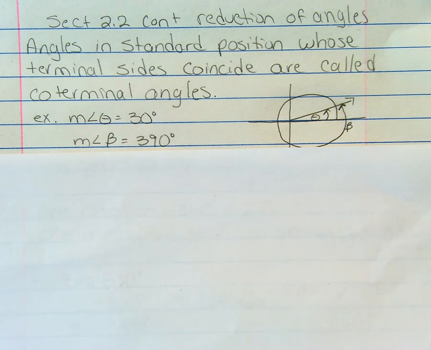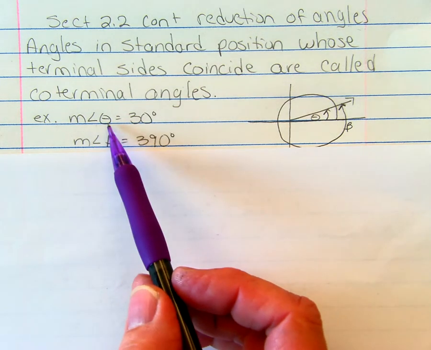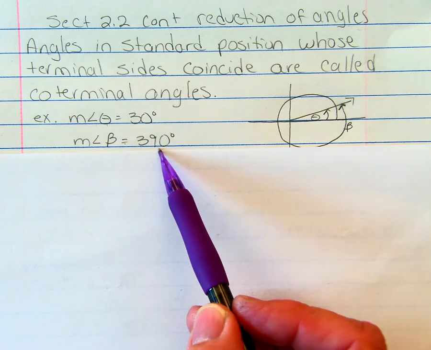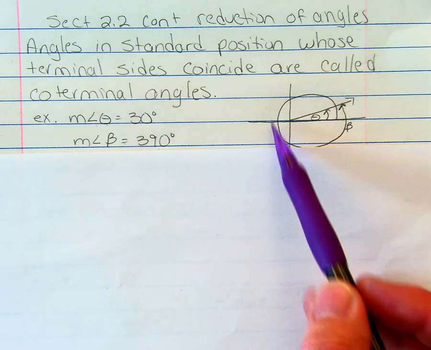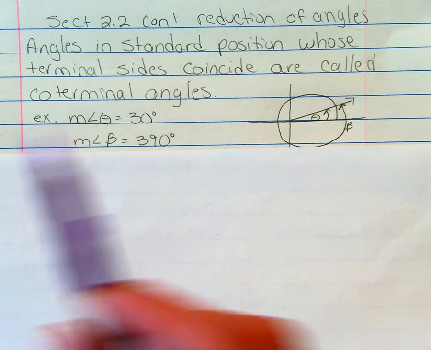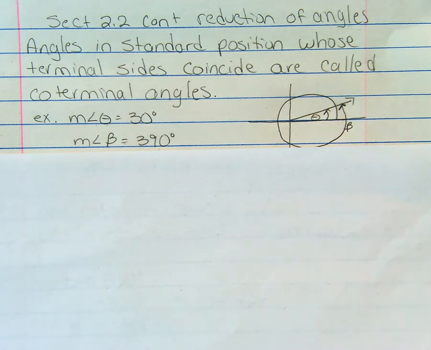Angles in standard position whose terminal sides coincide are called coterminal angles. So here we have the measure of angle theta, which is 30 degrees, and the measure of angle beta, which is 390 degrees. They start and stop at the same location. Hit the pause key now and give yourself a little time to write this material down. Make sure you hit that pause key.